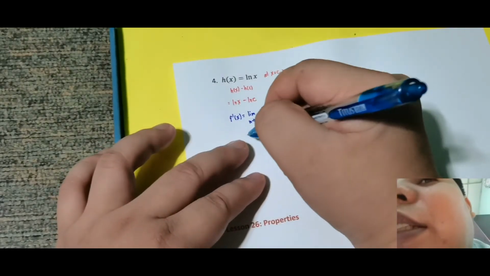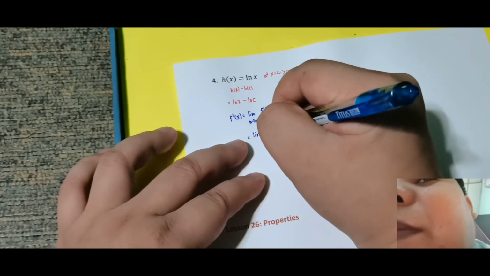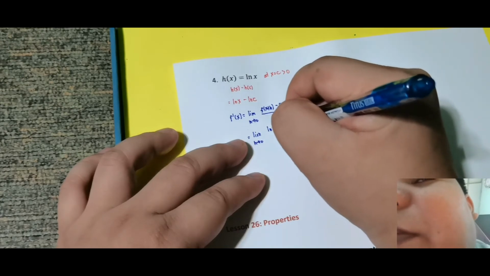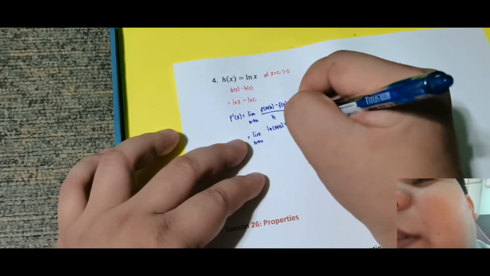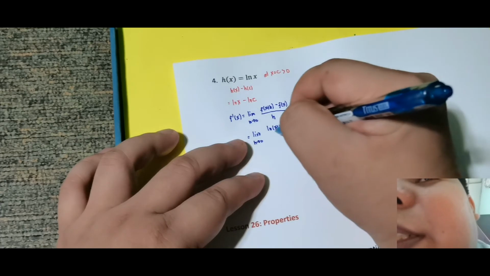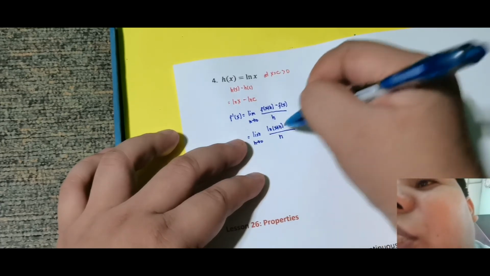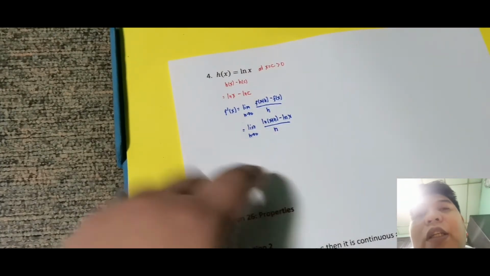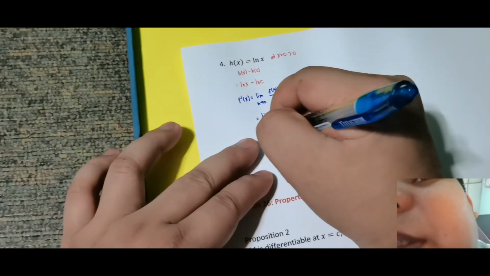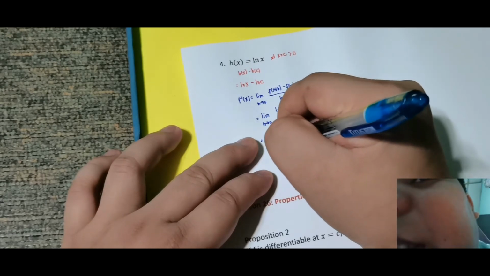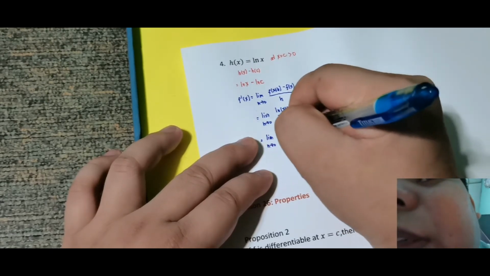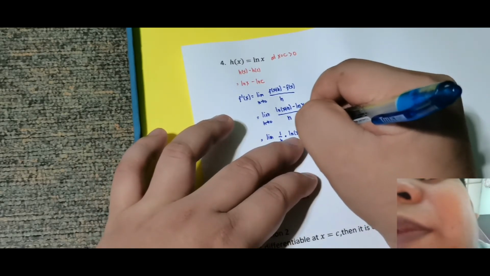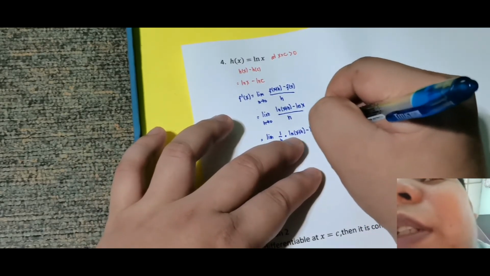So apply natin, this is equal sa limit as h approaches 0 ng ln of x plus h minus ln of x all over h. Okay, next is factor out ko lang yung 1 over h dyan. So this is equal sa limit as h approaches 0 ng 1 over h multiplied by ln of x plus h minus ln of x.